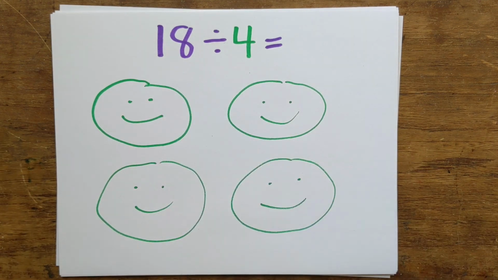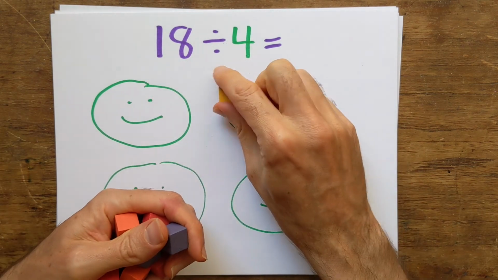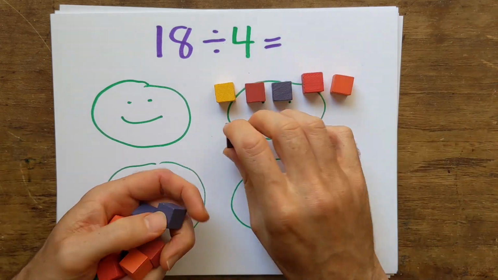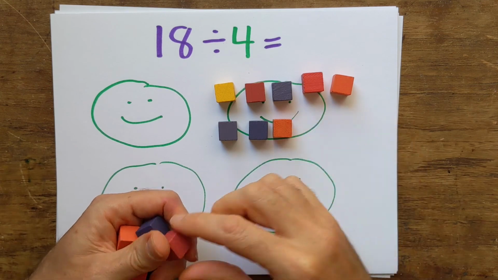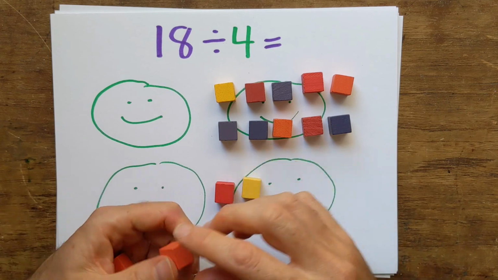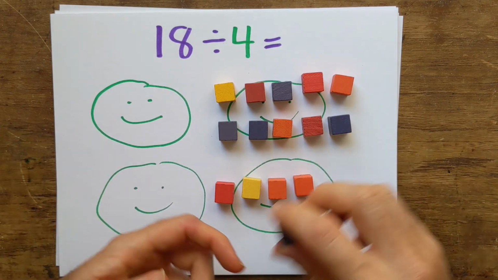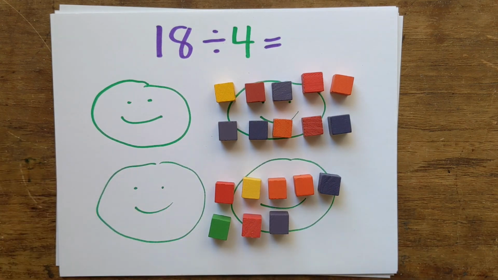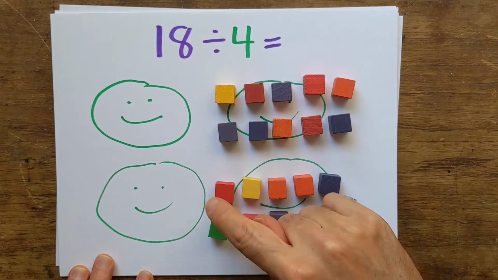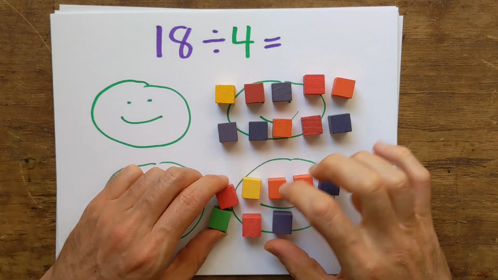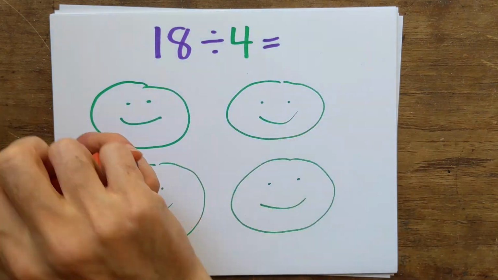And now we're going to count out 18 things. So I'm going to count 1, 10, and 8. 1, 2, 3, 4, 5, 6, 7, 8, 9, 10, 11, 12, 13, 14, 15, 16, 17, 18. So that's 18. Now we're going to divide the 18 things by 4 people.